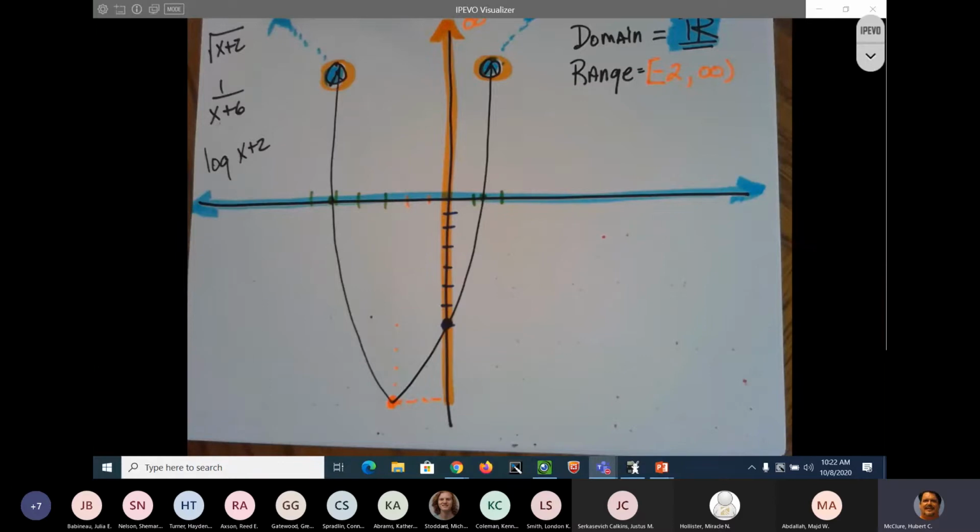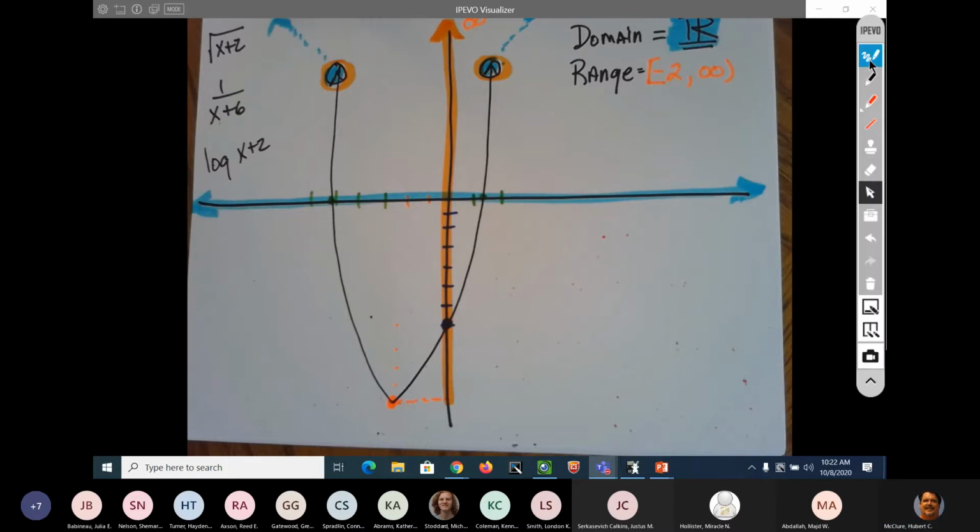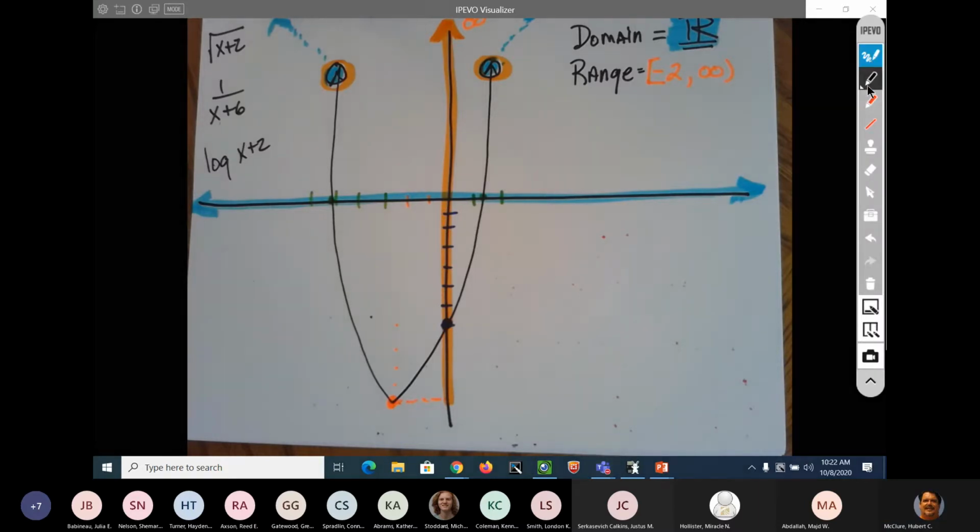Now I'm going to try something here. Which way do we read? Left to right. That's of course, unless you're from the Middle East. Assalamu. And there's our plane.